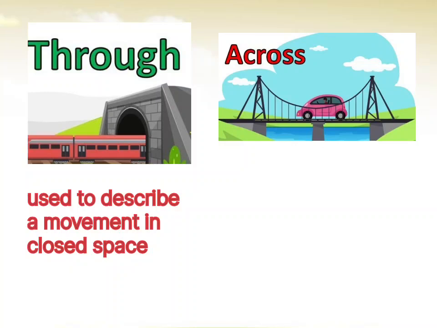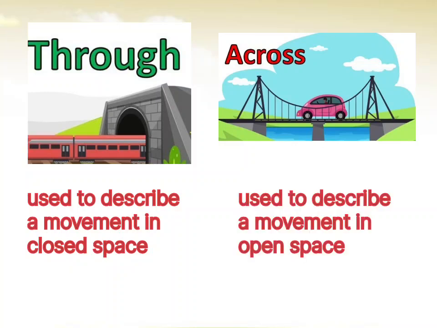And now, we use across when the space is open from the upward, ऊपर से space open होगा and then you are moving from one side to another, then we use across. Means in both the prepositions we are crossing from one side to another, but when the space is closed, then you use through. When the space is open, then you use across.